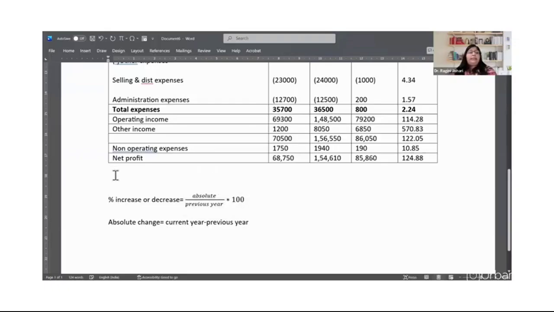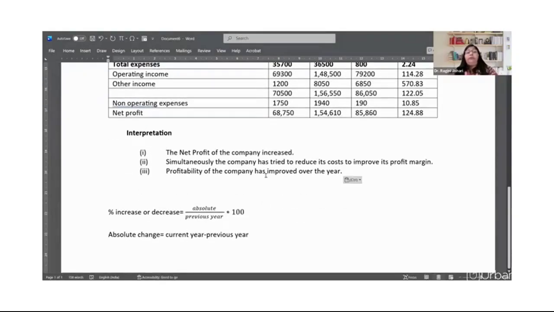Now, as I said, this was the analysis part. Now comes the last leg, that is its interpretation. So what interpretation should be written here? The interpretation that comes out is that the net profit of the company has increased, no doubt. Simultaneously, the company has tried to reduce its cost to improve its profit margin. So the profitability of the company has improved over the year.